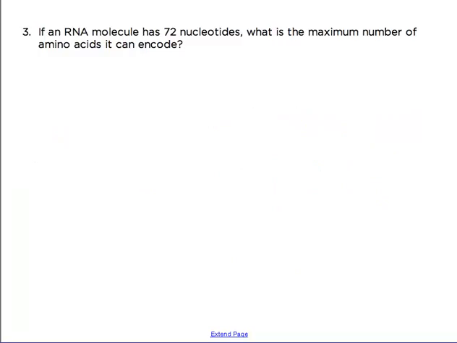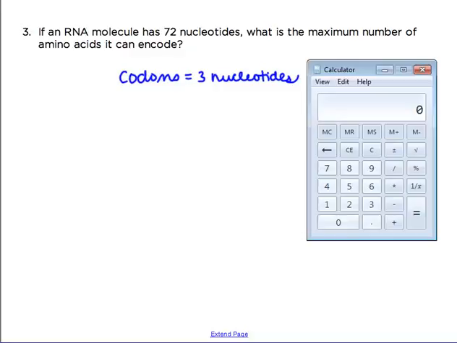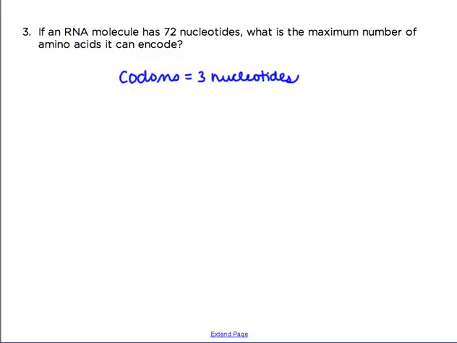Question 3. If an RNA molecule has 72 nucleotides, what is the maximum number of amino acids that it can encode? But remember that amino acids are encoded by what is known as codons. And codons have 3 nucleotides, right? So you could just take out a calculator and do 72 divided by 3, and that gives you 24. So you might want to say that it can encode for 24 amino acids.